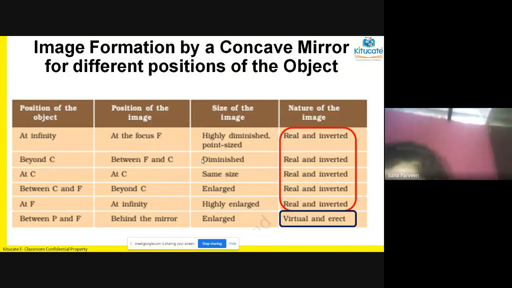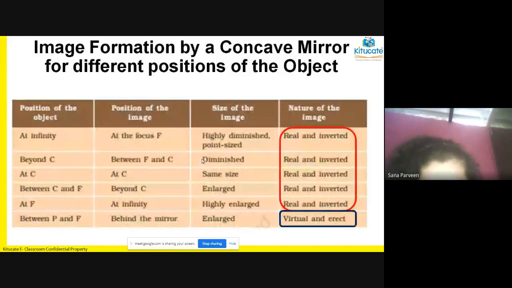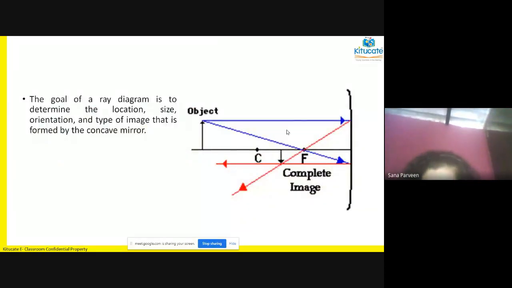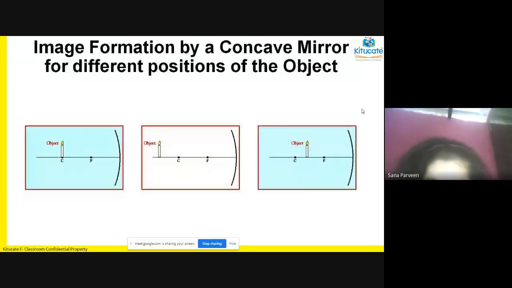When you place the object in all of these positions, you are going to get an image which is real and inverted. See here, the image is real and it is always inverted in the case of a concave mirror. Between P and F, the image is formed behind the mirror, and it is enlarged, virtual and erect. That means when I place the object between P and F, where this is point P and this is point F, we've already seen the image getting formed at the back of the mirror, and when anything gets formed at the back of the mirror, it is a virtual image, and it is going to be erect.